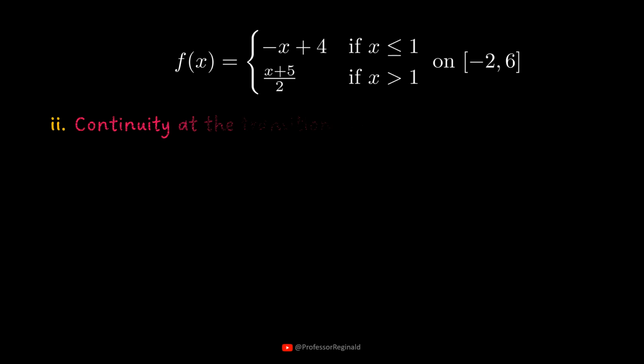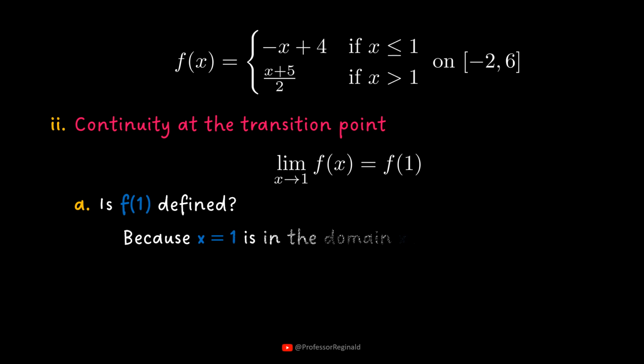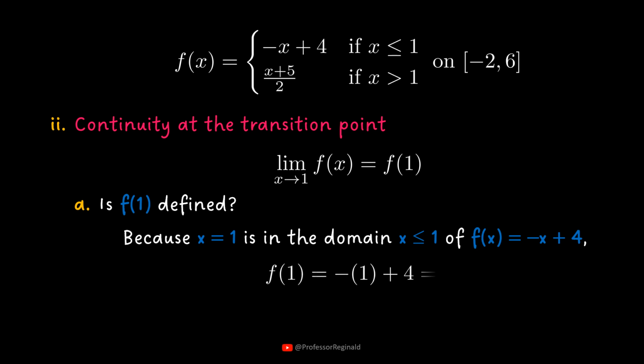Second, continuity at the transition point. At the transition point x equals 1, the equation for continuity at a point must be satisfied. The limit of f of x, as x approaches 1, equals f of 1, which entails the following conditions. A. Is f of 1 defined? Because x equals 1 is in the domain x less than or equal to 1 of f1 of x, f of 1 equals 3. Hence, f of 1 is defined.